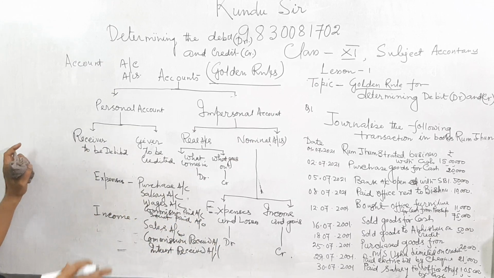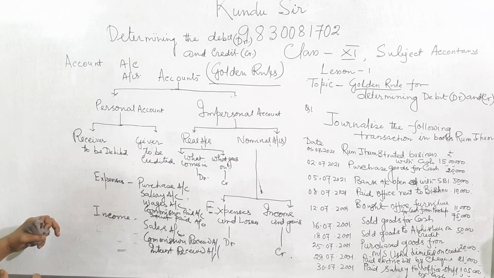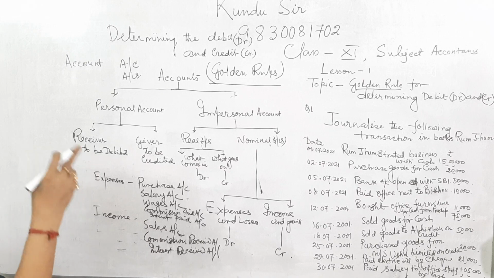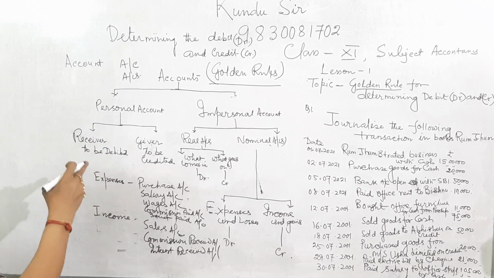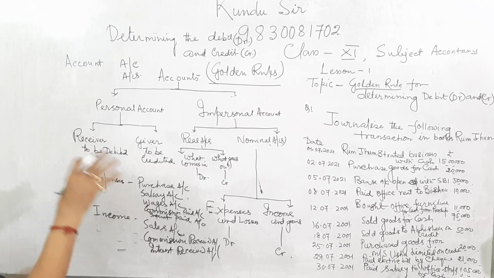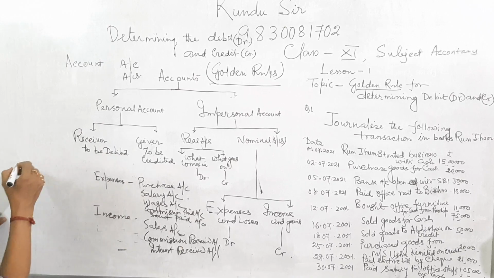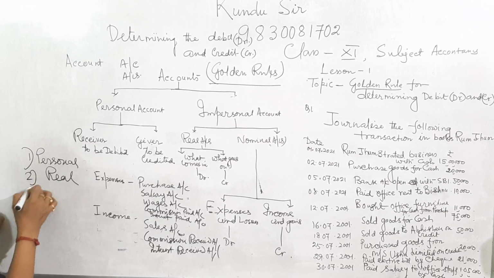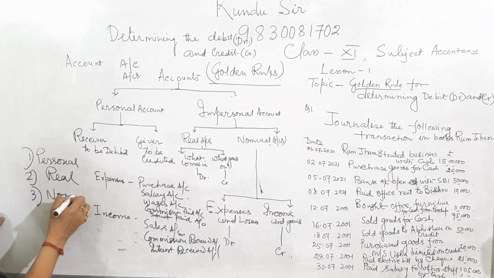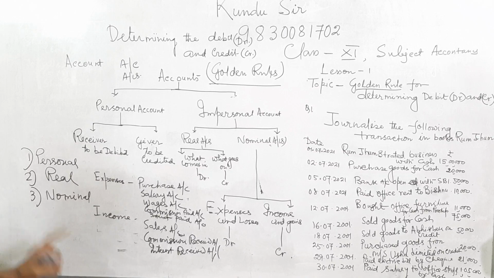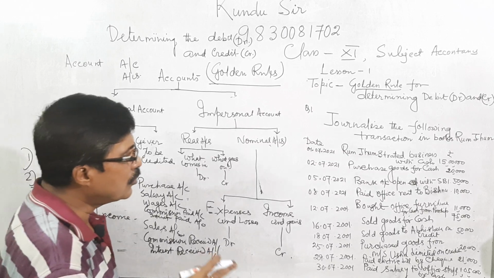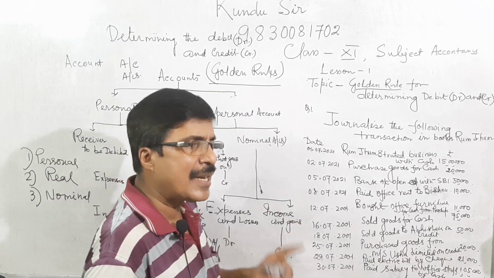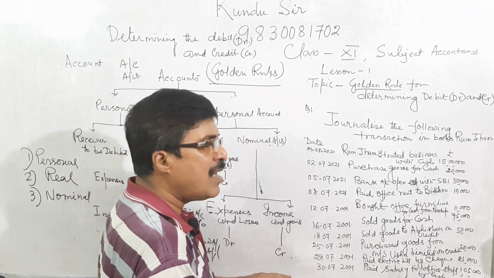I have given a lot of examples with explanation related to the golden rule. I explained the personal account, then the impersonal account. Mainly there are three types of accounts: one is personal, second is real, and third is nominal account. In the next class I will explain the journal, the format of the journal, and how all transactions with a narration are recorded in the journal.